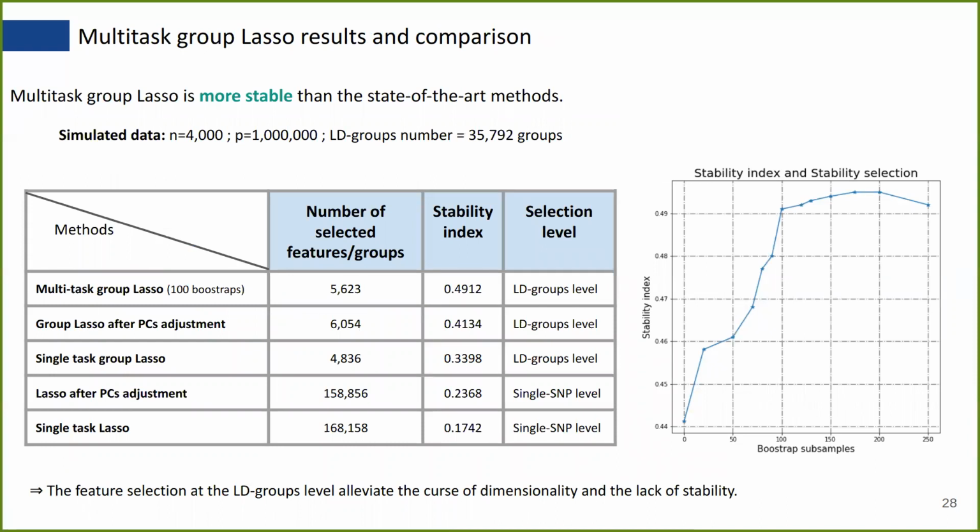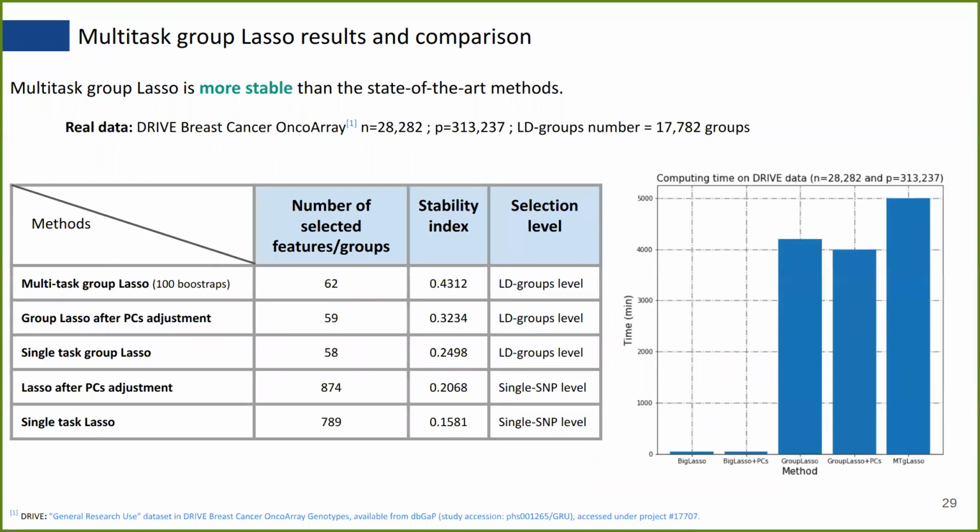In terms of stability, the multitask group Lasso is more stable than the other methods, with 5,623 selected groups. On the right, also, we can see the effect of subsampling in increasing the stability. Another important point is that we can see clearly that the selection at the LD groups level reduces the curse of dimensionality effect, as we have fewer selection choices compared to the selection at the SNP level. We also obtained similar results with the multitask group Lasso applied to real data. It outperforms the other methods in terms of stability with 62 selected groups.